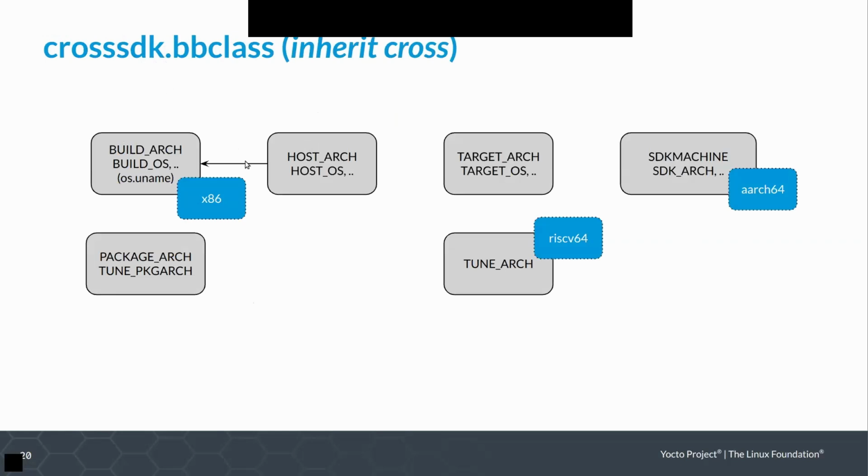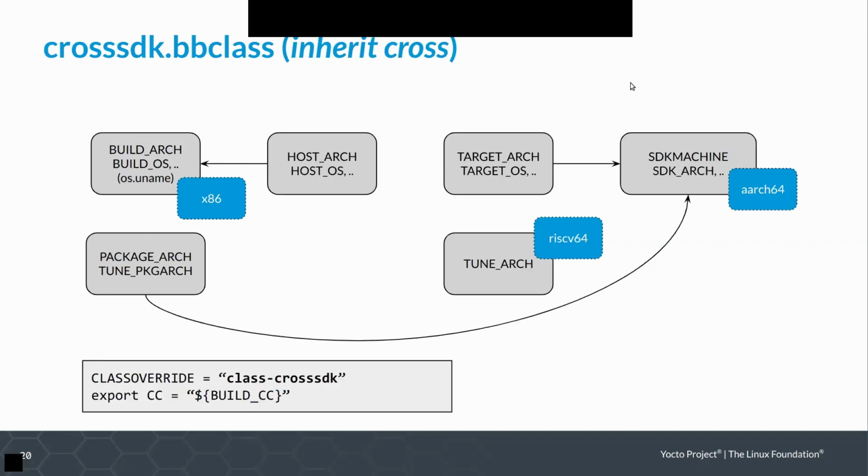So this is the first part, which is cross. That's why cross SDK inherits cross. In this step, we will set the target the same as SDK machine. This is temporary, in order to force BitBake to generate a compiler that will run on the target. Now this target is temporary, which is the SDK machine, not the final target.